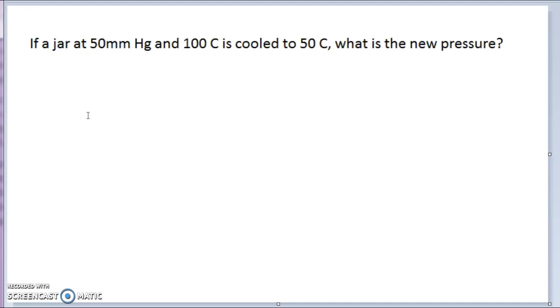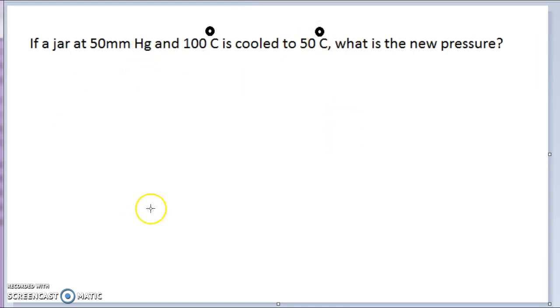Okay, the problem in the K-12 lesson is not correct because they're not giving you the right stuff. So instead, we're going to do this one. If a jar at 50 millimeters of mercury and 100 Celsius is cooled to 50 Celsius, what is the new pressure? And yep, I technically do need degrees Celsius, right? Degrees Celsius. There you go.